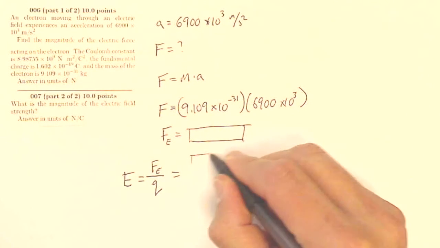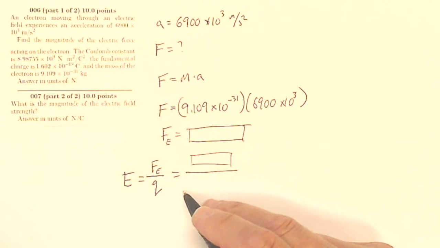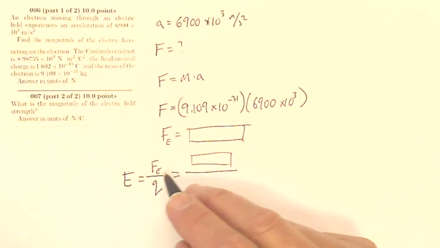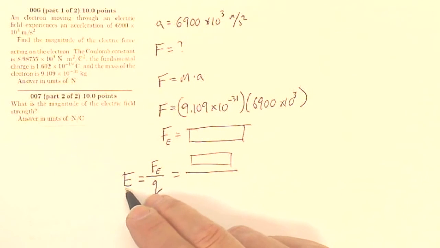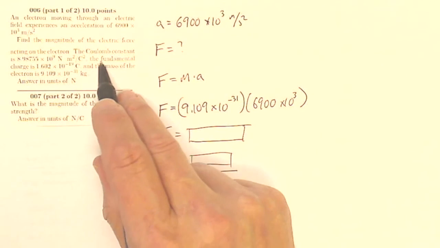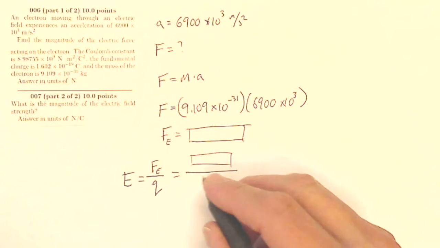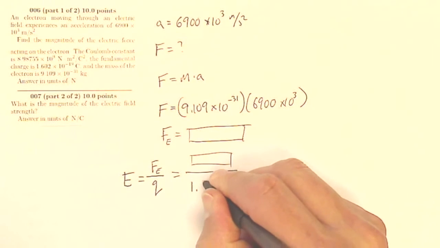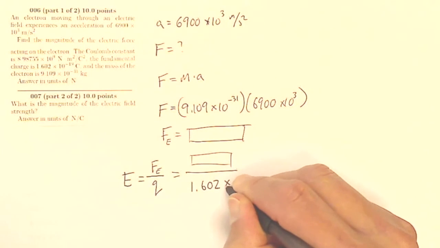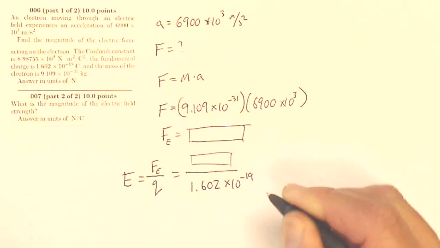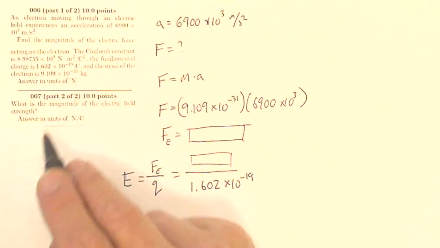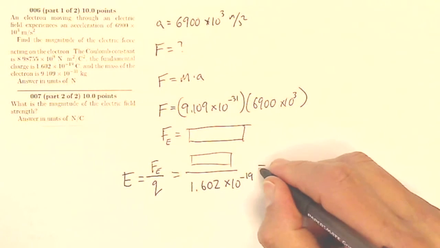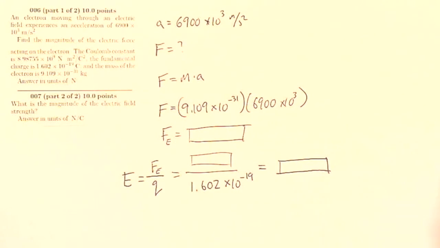My electric force I just figured out, and the charge that's sitting there is the electron. So if I know the force on the electron and I know the charge on the electron, I can get the electric field strength. The charge on the electron is the same thing as the fundamental charge. So that's going to be 1.602 times 10 to the minus 19th. Now electrons are negative, but it says the magnitude of the electric field strength, so I'm just going to leave that as a positive. And that will give me a positive answer for my electric field strength.